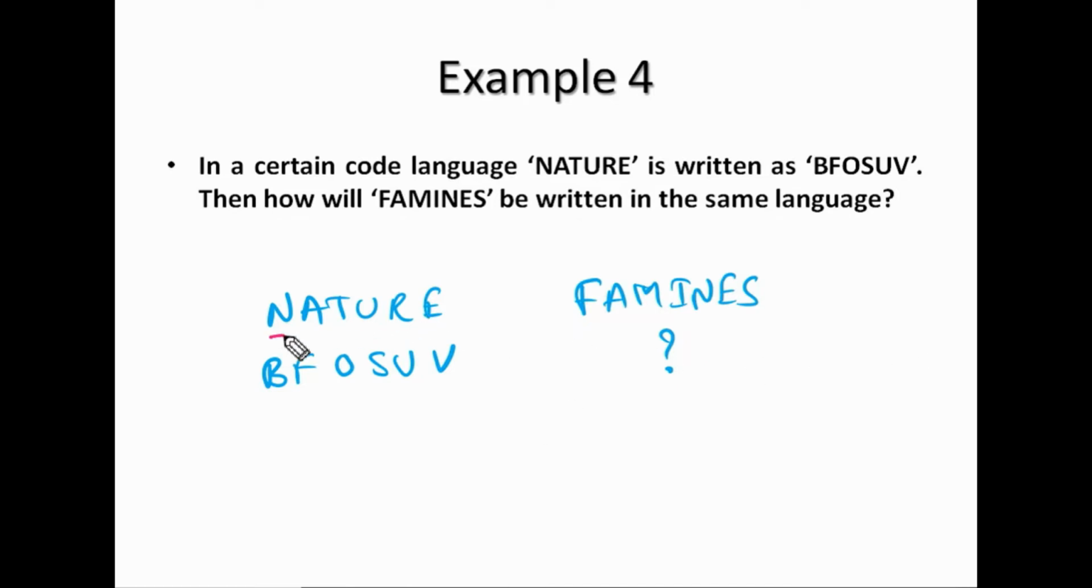N nearest letter is O. It is the next letter only. A nearest letter is B. It is also the next letter only. T nearest letter is U. S is the before letter, U is the next letter. It can be any one of these two. U nearest letter is V.